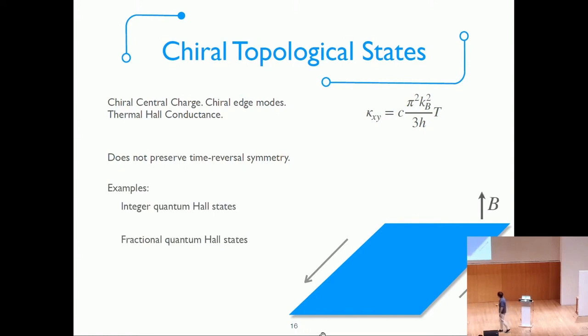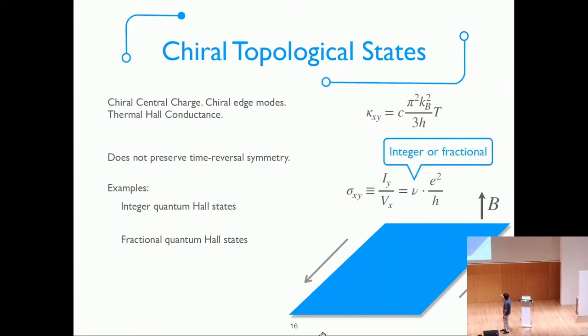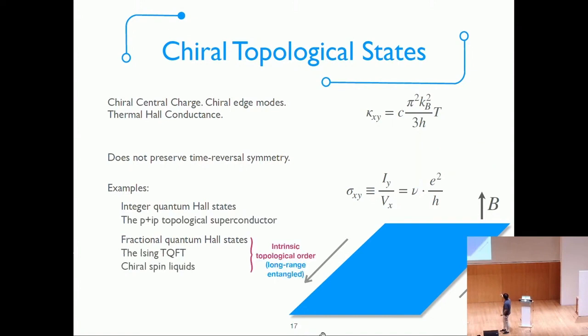Some well-known examples of these chiral topological states are the integer quantum Hall or fractional quantum Hall states, which have Hall conductance proportional to mu times e squared over h. This mu could be either an integer or a fraction, and in some cases it is also called the chiral number. There are some other examples, for example, the p plus ip topological superconductor, Ising-like topological quantum field theory, and chiral spin liquids. They are also chiral topological states.